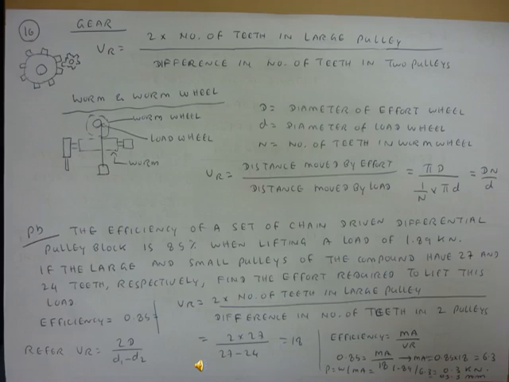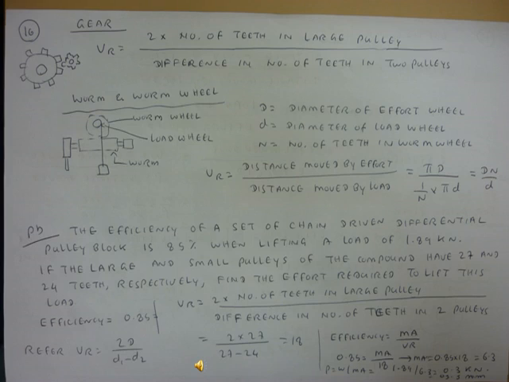We're talking about the gear. Gear, so that one pinion and another pinion are touching each other. So the velocity ratio of the gear is equal to 2 multiplied by the number of teeth in the large pulley divided by the difference in the number of teeth in the 2 pulleys. So this is the velocity ratio for the gears.